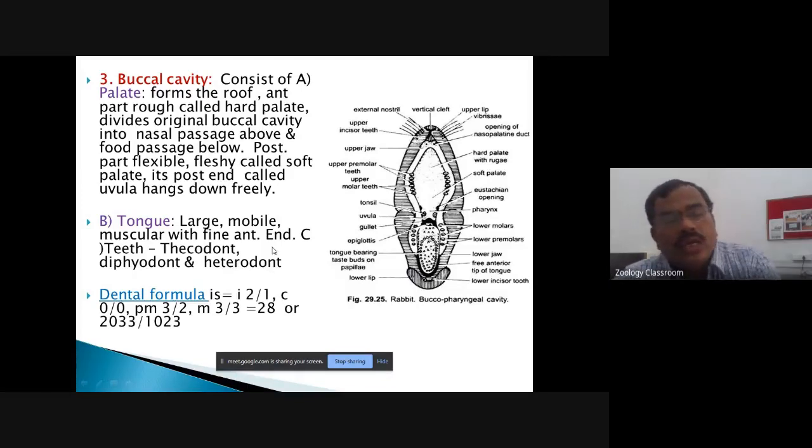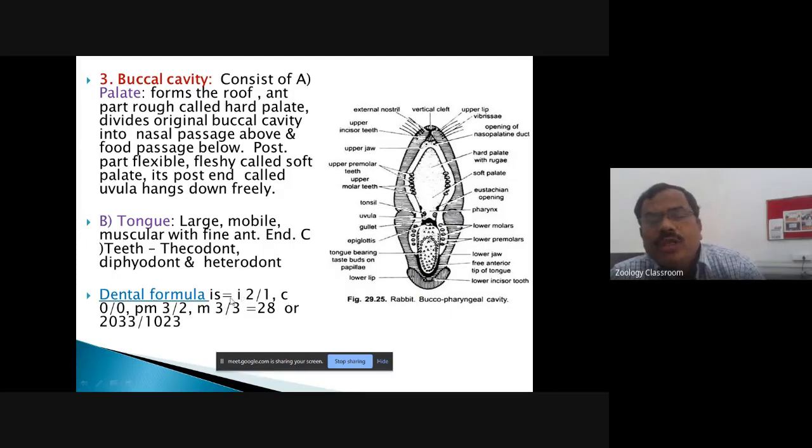Now come to the dental formula. Here, what is the meaning of the dental formula? The dental formula means the total number of teeth which are present in the jaw or on the jawbone. It is known as the dental formula. So the dental formula is written as, initially I, then C, P, M, and M.